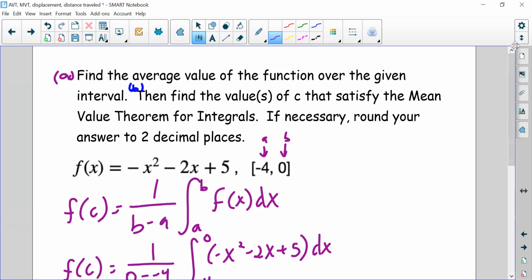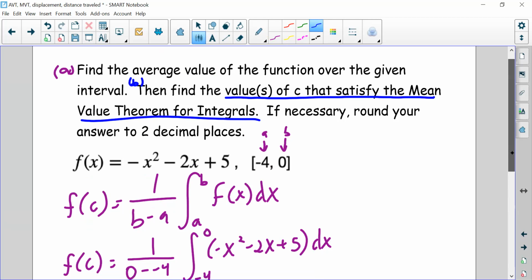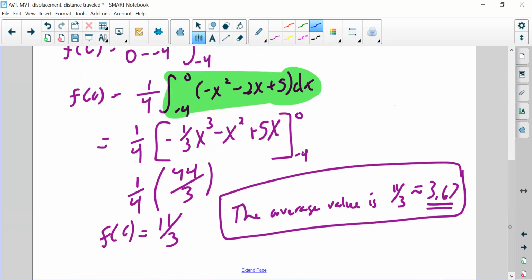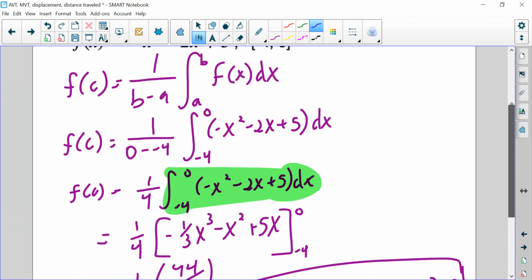So we just did part A, find the average value of the function over the given interval. Part B says, okay, now I want you to find the values of C that satisfy the mean value theorem for integration. So I know my height, my y, is this 11/3. So C is my x value.